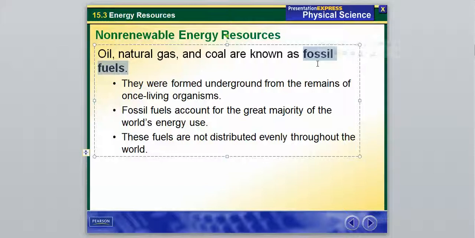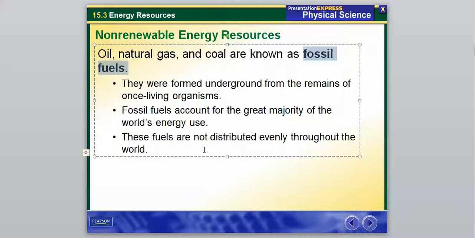basically, take a bunch of dead plants, and they all got buried under something. They were buried, they were compressed, and over time they formed these fossil fuels. That's pretty much the simplest way to break it down. They were once living organisms, so they're called fossil fuels, and they account for the great majority of our world's energy use. We are pretty reliant on fossil fuels for almost all of our everyday energy uses.